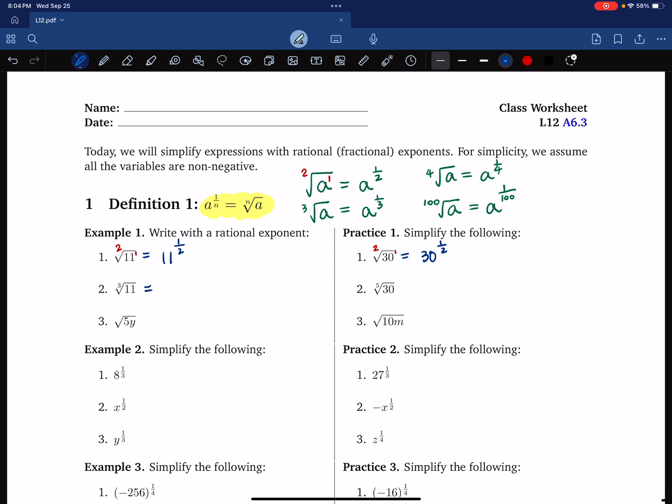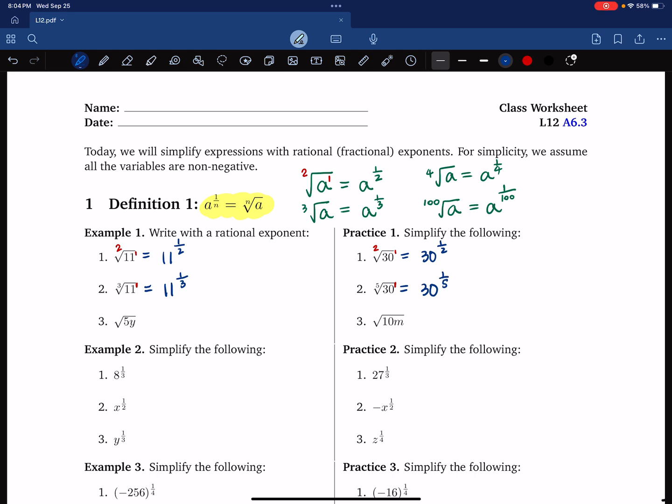So it's the same thing. Analyze the exponent inside, which is 1, and the index outside is 3. So we keep the base 11, and then we write exponent divided by index: 11 to the power of 1 over 3. And then on the right-hand side, we have fifth root of 30. So same thing, the exponent inside is 1, our base is 30, and if you write it, it's going to be 30 to the power of 1 over 5.